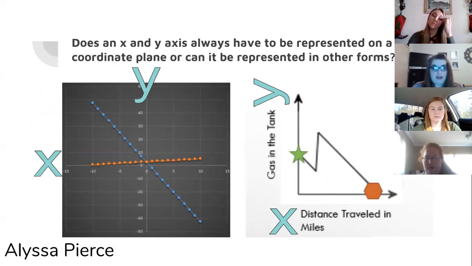So looking back at question 1 in the lesson we did, we can see that these aren't your typical x and y axes. There are no numbers on the problems, just words and lines. So as you can see on the left, I've provided a typical x and y axis that we would see when plotting points. And on the right, I've given you an x-axis that shows distance traveled in miles and a y-axis that shows gas in the tank.